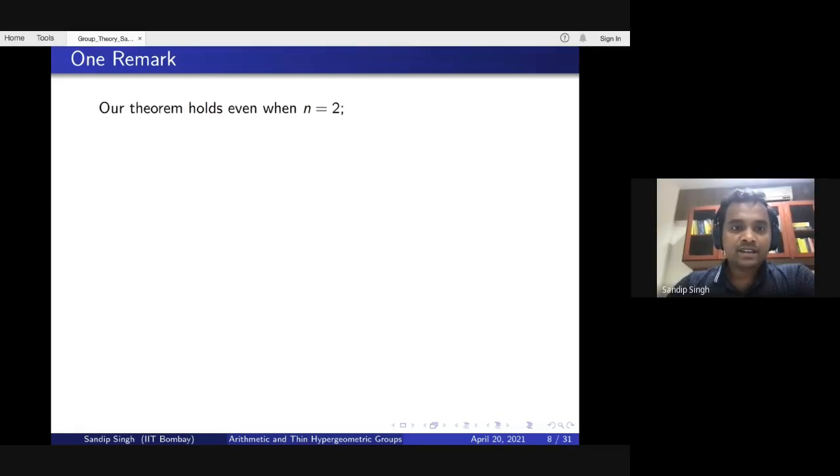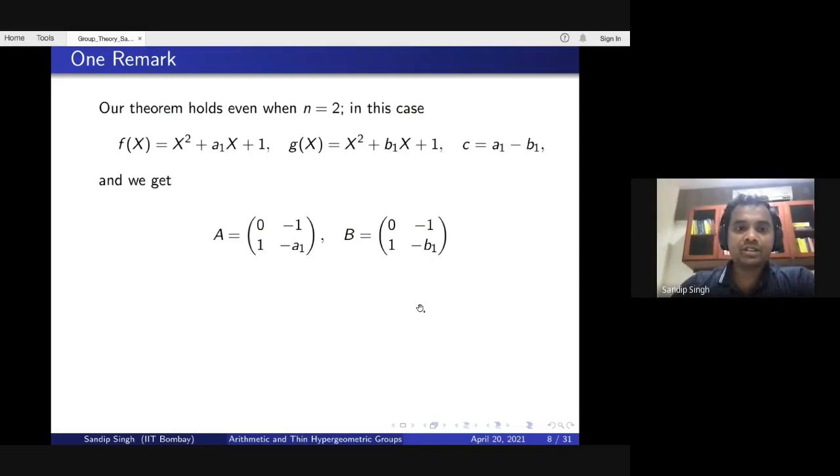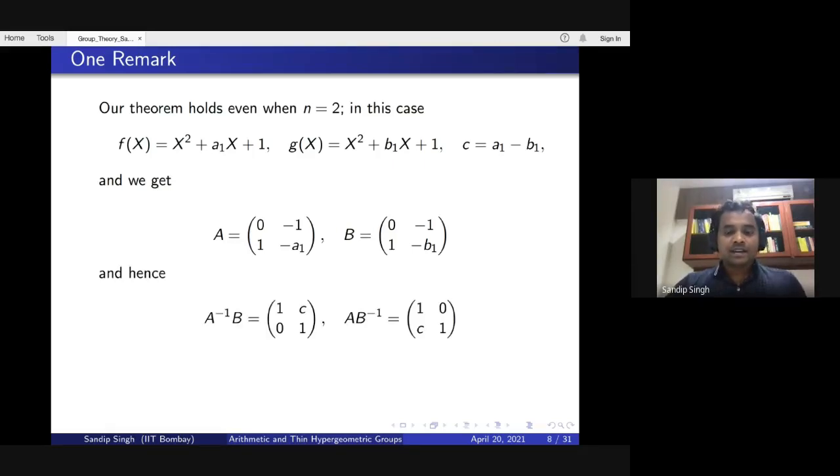So here is one remark: our theorem actually holds even for n equal to 2. In that case, you know that f will be a polynomial of this type, g will be a polynomial of that type, and c is basically a1 minus b1. In that case, we write the companion matrix of f. A is the companion matrix of f, B is the companion matrix of g. And in that case, A inverse B is this 2 cross 2 matrix, whose entries are 1, c, 0, 1, and AB inverse will be 1, 0, c, 1.